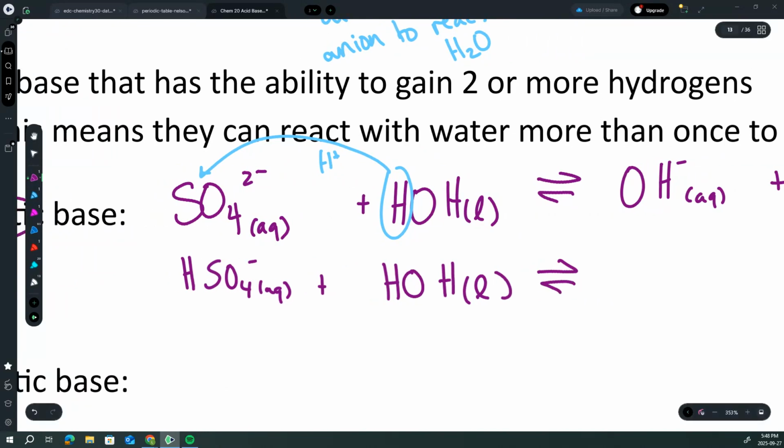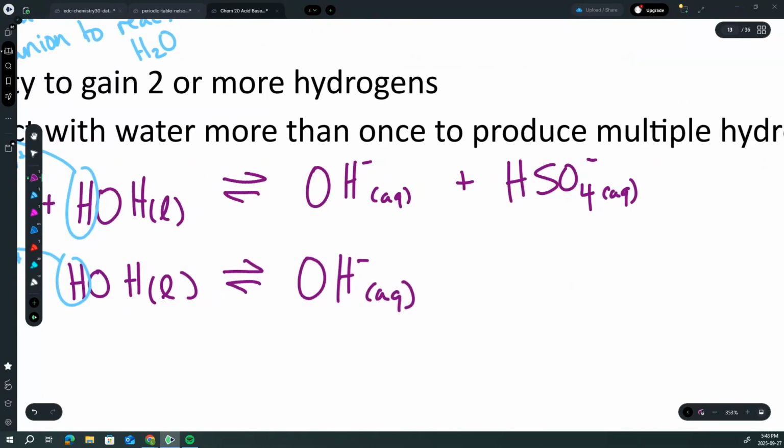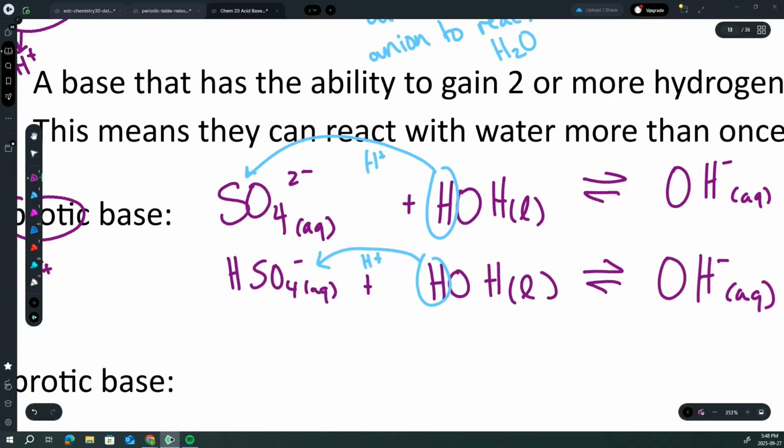So it's still a weak base. So double-headed arrow. We're only transferring one hydrogen. We produce hydroxide, and then this with one extra proton is going to give us H2SO4 aqueous. And now it has a neutral charge because we started out with -1 and we added a proton, so that's why it's a neutral charge.